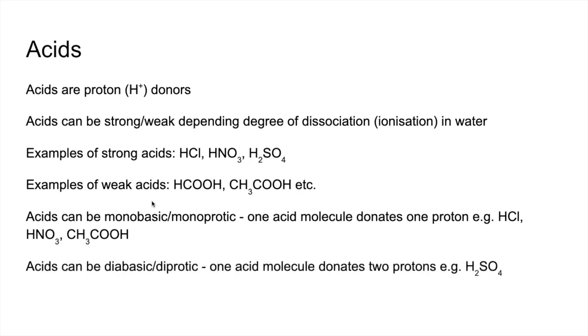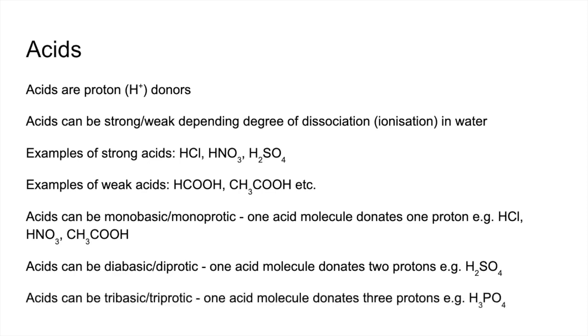They can also be dibasic or diprotic. That's where one acid molecule donates two protons. So you can see that with H2SO4, sulfuric acid. And tribasic or triprotic acids are when an acid molecule donates three protons. And the example there is H3PO4, phosphoric acid.